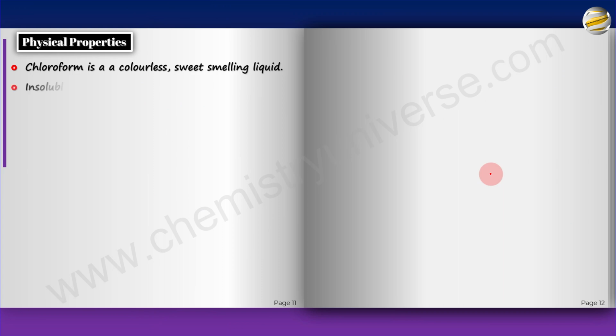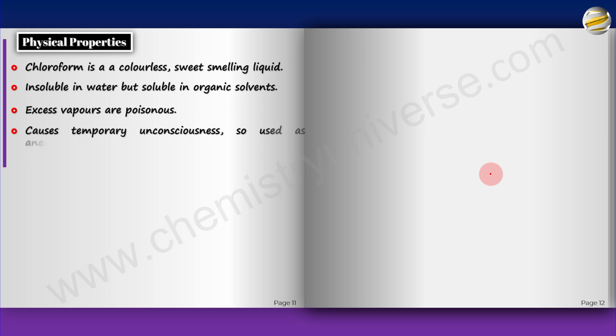It is insoluble in water but soluble in organic solvents. Excess vapors are extremely poisonous, so make sure there are no excess vapors there. It causes temporary unconsciousness. You must have seen people trying to make others unconscious by taking a tissue or something dosed with chloroform. But remember, that can be poisonous as well. So it is used as an anesthetic in a small amount.